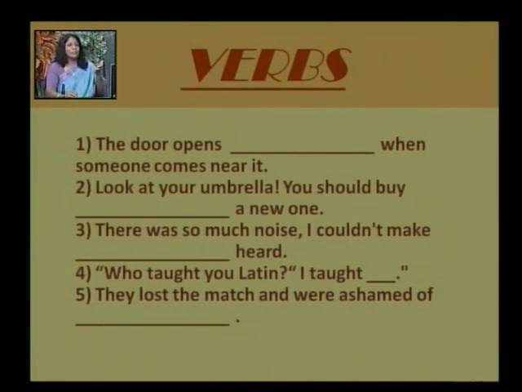Second, look at your umbrella. You should buy yourself a new one. The third one, there was so much noise, I couldn't make myself heard. I, that is myself. Who taught you Latin? I taught myself. Again, I, myself. Then in the last one you can see, they lost the match and were ashamed of themselves. So that is how these reflective verbs are used.